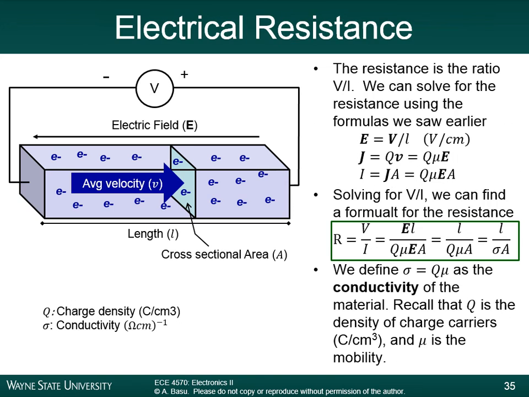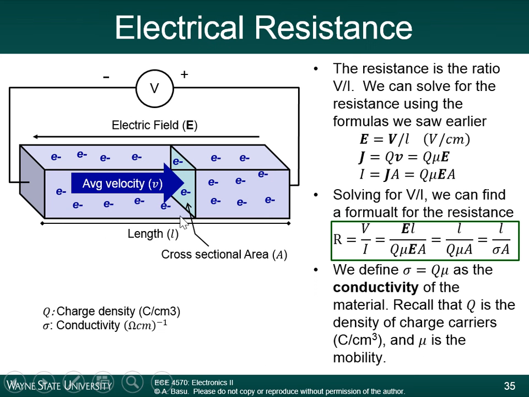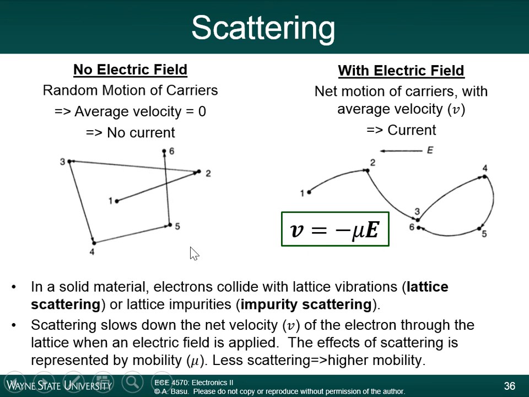Okay. So we'll get into scattering after the break. This whole idea of the electrons moving through the material is complicated by the fact that electrons actually move in random patterns. That's ultimately what slows a material down. As the electron moves through the material, it collides with different parts of the lattice, and those collisions ultimately slow the electron down. All right, we'll get to that after the break. So let's take a couple minute stretch break. We can get the presentation ready and we'll go from there.